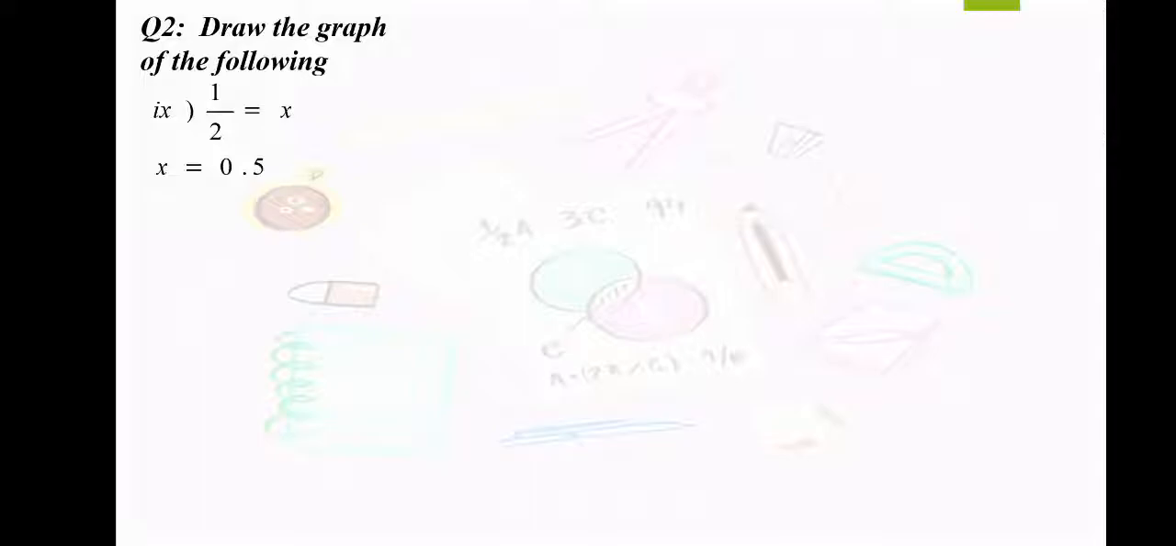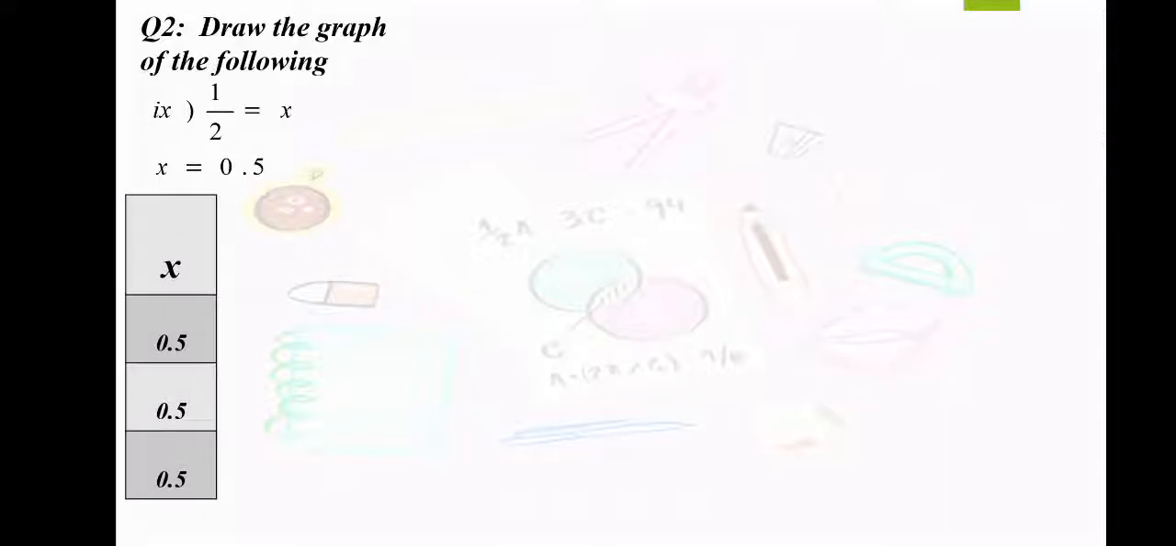So it's better to convert it into decimal form, so it will be easier for you to plot the graph. 1/2 equals 0.5, so the value of x is 0.5. Here the value of x is constant. You have to take a maximum of 3 values. So in the x column, the first row is 0.5, the second row is 0.5, and the third row is 0.5.